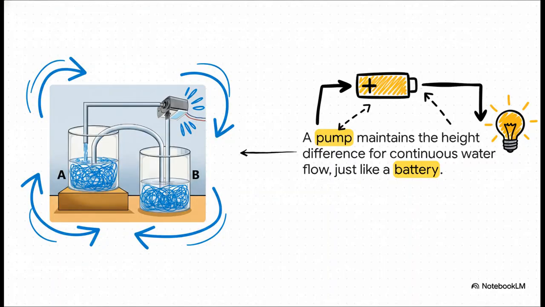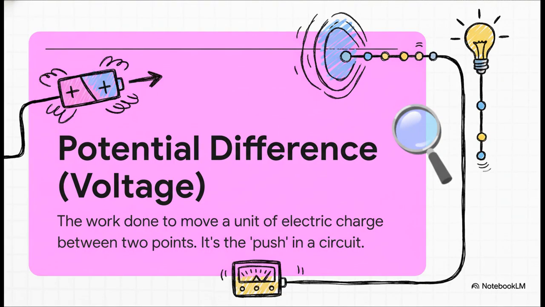Let's go back to our water example for a second. If you wanted that water to flow all day long, you couldn't just let it run downhill once. You'd need a pump, right? Something to keep lifting the water back up to the top to maintain that difference in height. Well, in an electric circuit, the battery is that pump. Now, this electrical pressure has a fancy scientific name, potential difference. But you and I usually just call it voltage. And really, all it is is the push that gets those electric charges moving around a circuit.